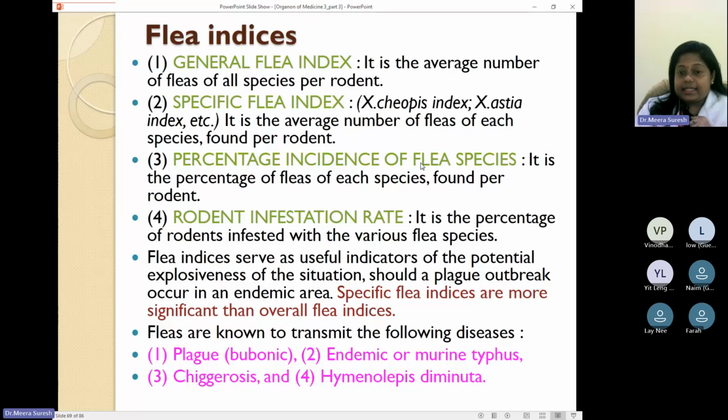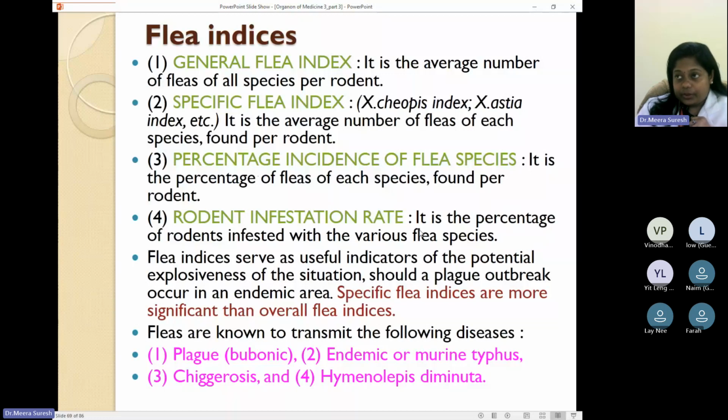Then percentage incidence of flea species. In both the general flea index and specific flea index, we have taken the average number. And if we are going to consider the percentage of fleas, then it is called percentage incidence of flea species. Then we have the rodent infestation rate. All the three were mentioning the average number, or the percentage of the fleas per rodent. Now, if it is the percentage of rodents infested with various flea species, we call it rodent infestation rate.